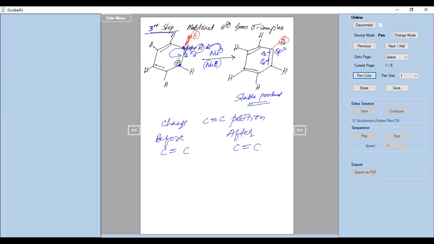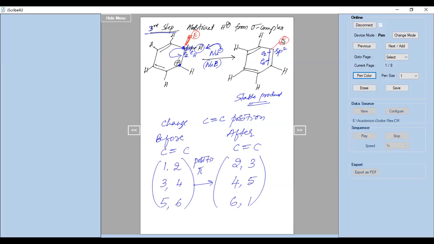It was between 1 and 2, 3 and 4, 5 and 6. The carbon atoms between 1 and 2, 3 and 4, and 5 and 6. After the reaction, now it is between 2 and 3, 4 and 5, and 6 and 1. You can see the change in the position of the pi bond. This is the effect of resonance. Okay. So I hope you have understood the reaction mechanism, the substitution of an electrophile in the benzene ring.